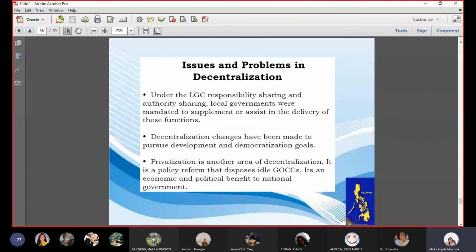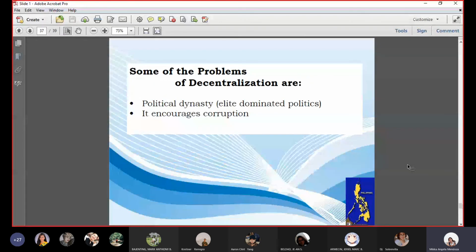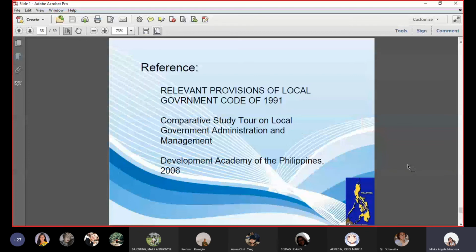Okay? And some of the problems of decentralization include the political dynasty or the elite-dominated politics. So ang lolo naging mayor, then ang anak nag-mayor, then ang apo nag-mayor, then ang kapwa nag-mayor, political dynasty lang nahitabo. And also, it encourages corruption. Okay? So those are some problems of decentralization. Now, our reference for this is the relevant provisions of Local Government Code of 1991, Comparative Study Tour on Local Government Administration and Management, and the Development Academy of the Philippines 2006.